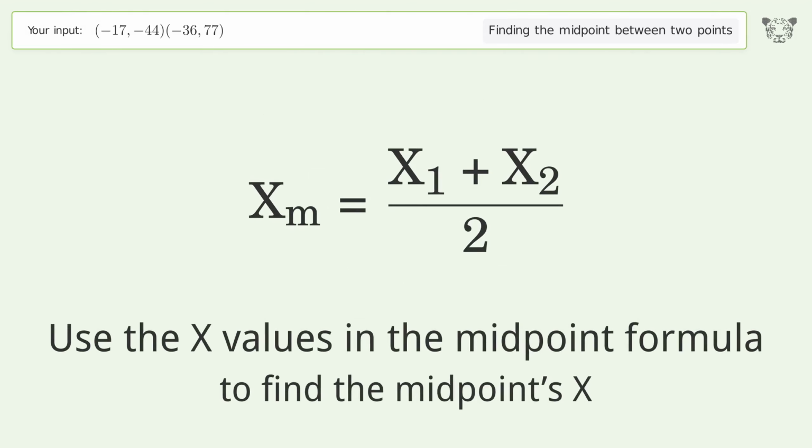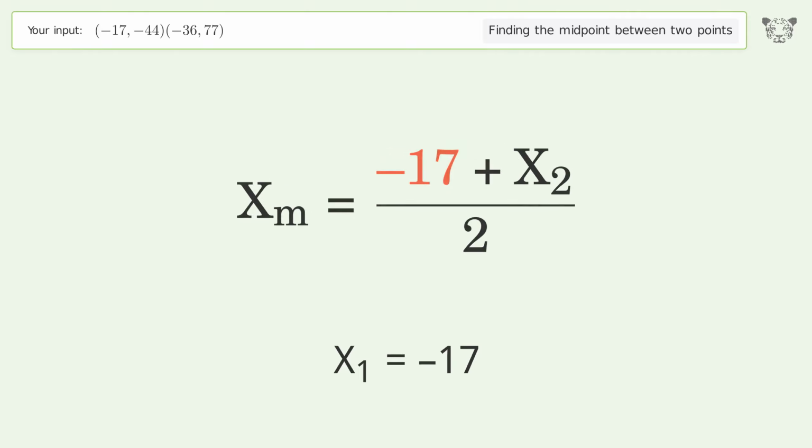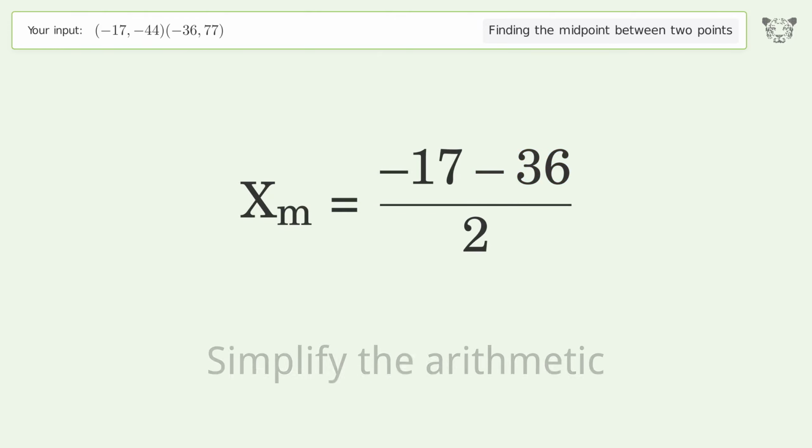Use the x values in the midpoint formula to find the midpoint's x. x1 equals negative 17. x2 equals negative 36. Simplify the arithmetic.